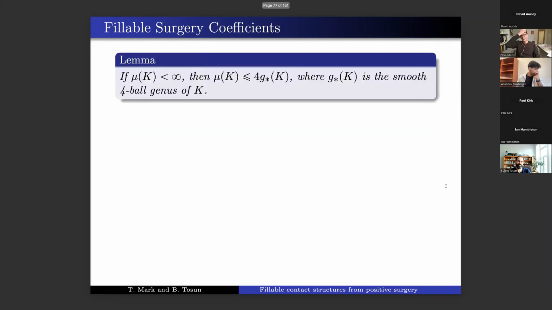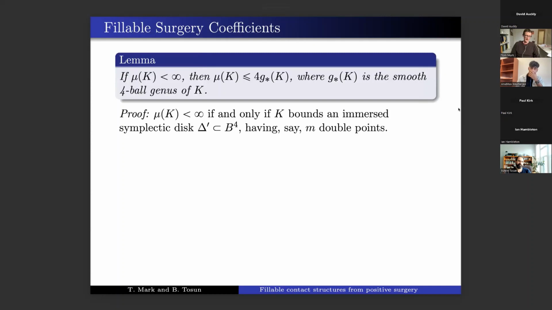Okay. So let's see. What can we say about this mu, this minimal fillable surgery coefficient? Well, here's a lemma. I claim that mu is no more than 4 times the slice genus of your knot. It's not too bad. If you have a fillable surgery at all, then there's some symplectic disk immersed in the four-ball, as we observed before, having some number of double points by making it generic.